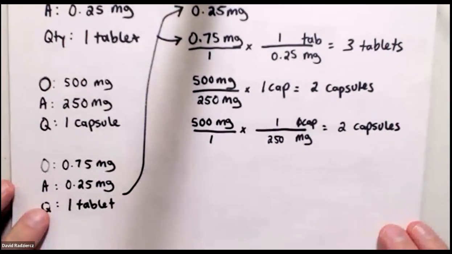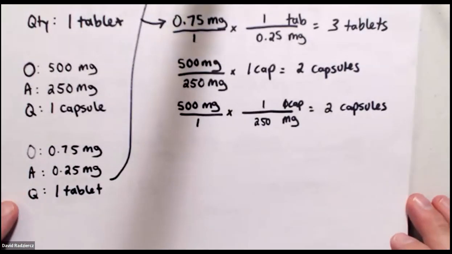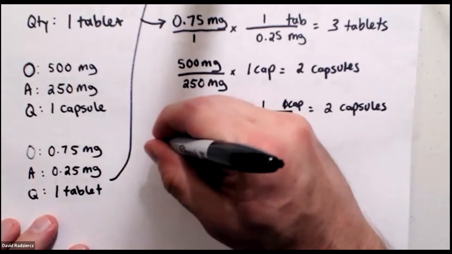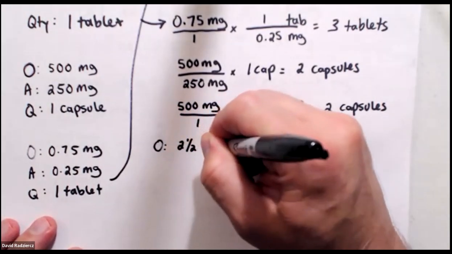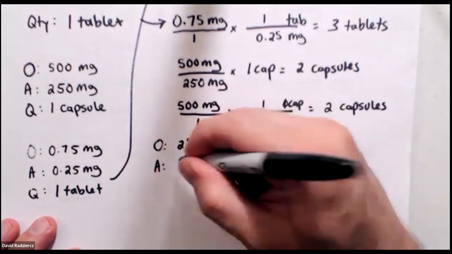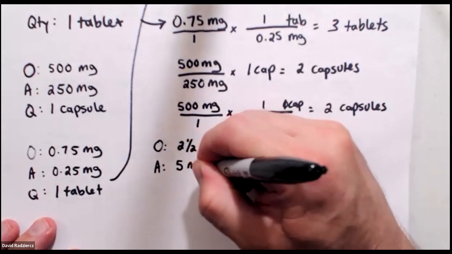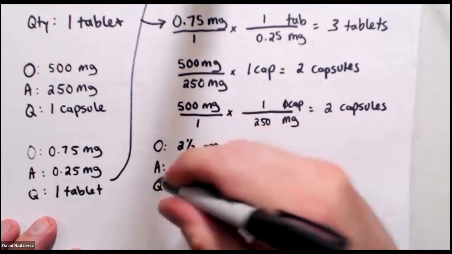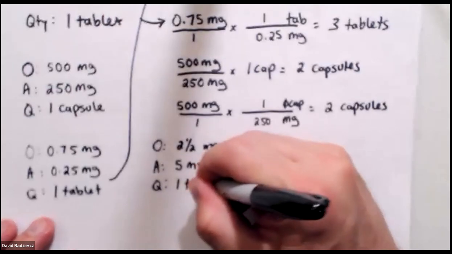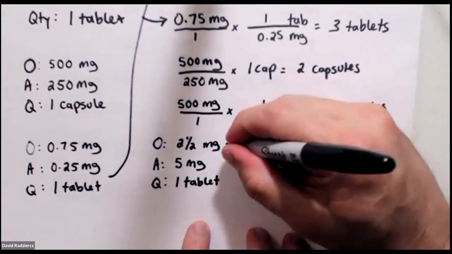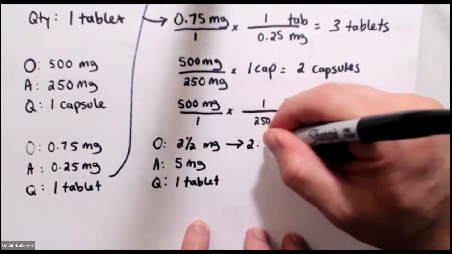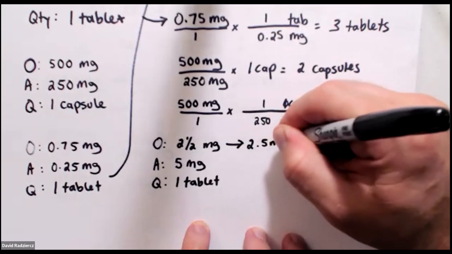so I'm just going to write that over here in this last little square of this piece of paper. What's my order? 2.5 milligrams. What do I have available? 5 milligrams. And then my quantity is what? 1 tablet. So I always like to rewrite when I'm doing math with this stuff. I write it in the decimal form.